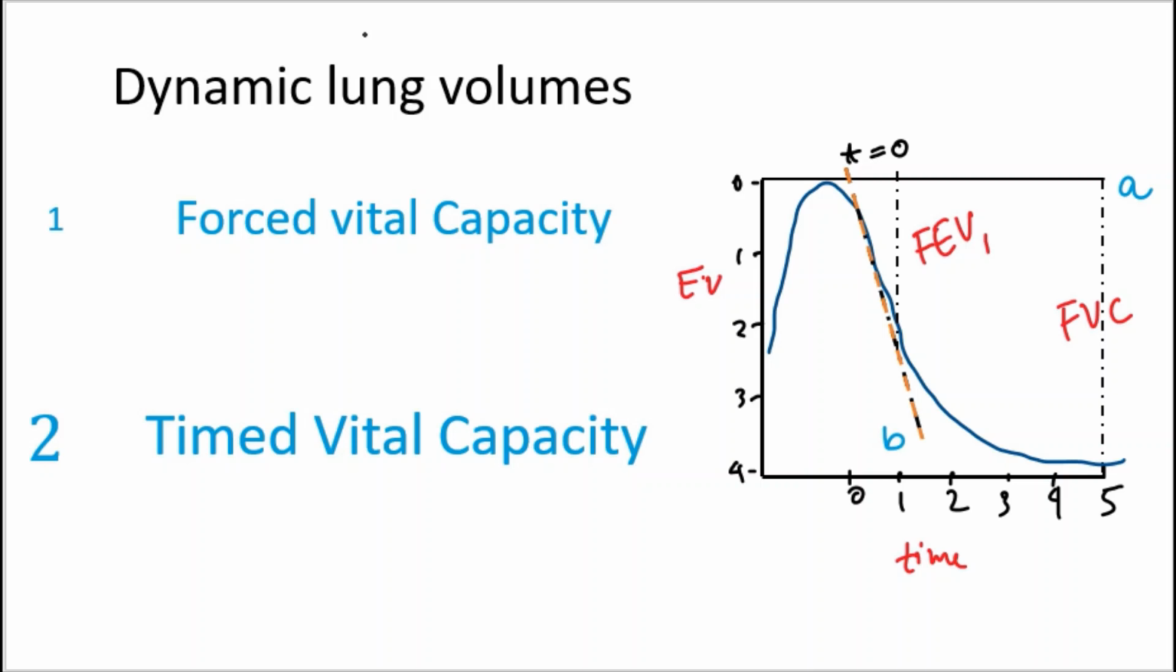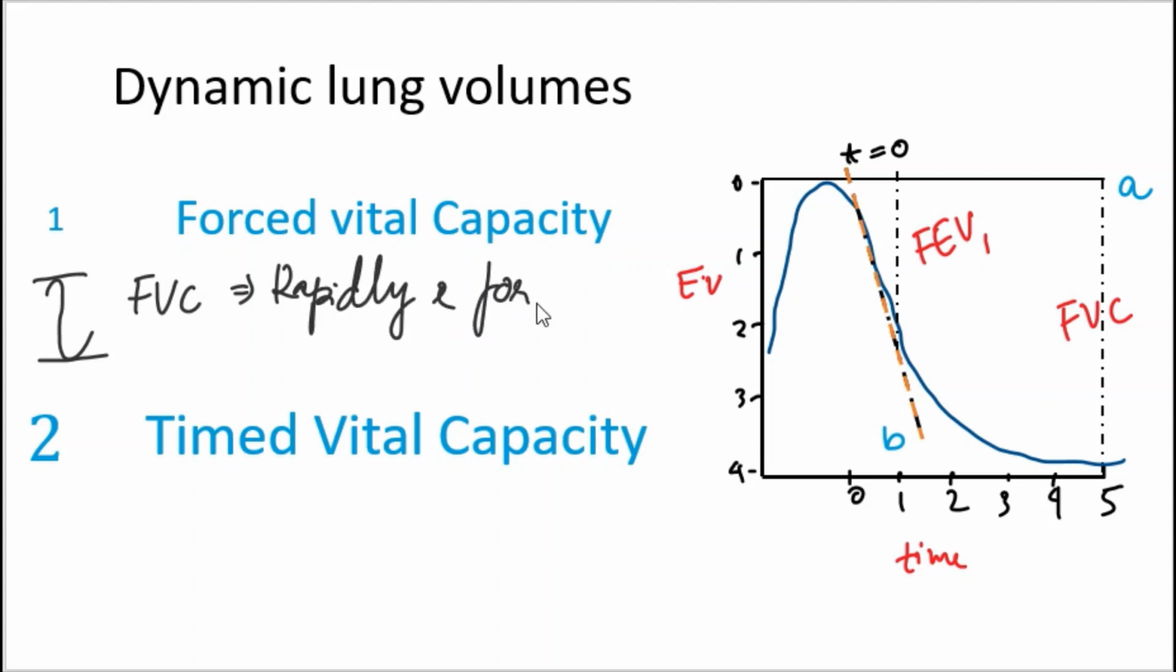There are a few dynamic lung volumes to be discussed. First is forced vital capacity. Just now we discussed that vital capacity is the maximum amount of gas that can be expelled after maximum inspiration. So what is forced vital capacity? Forced vital capacity is nothing but vital capacity itself, but the air is rapidly and forcefully expired. So we can easily say that forced vital capacity is rapid and forceful vital capacity.